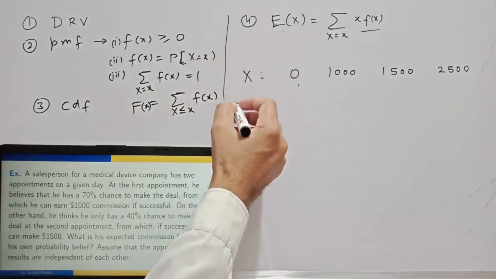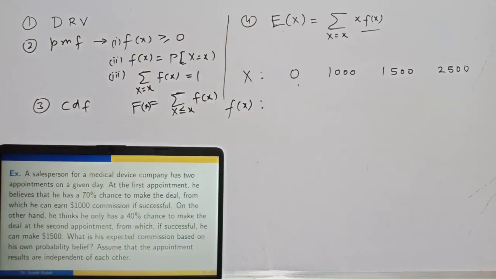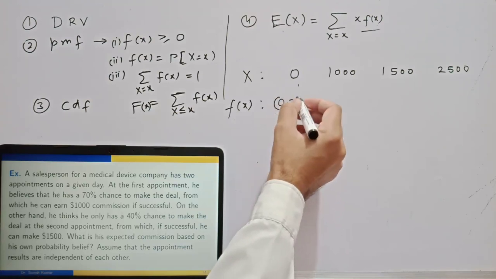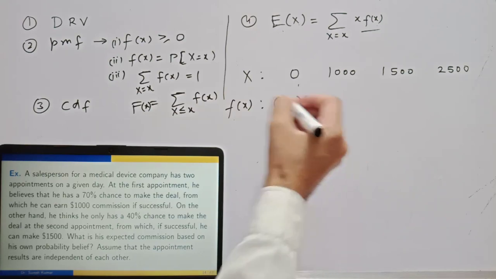Now, what are the probabilities? Next step is to write the probability for each value of X. What are the chances that there is no earning? So what are the chances for earning $1,000 commission? 70%, and for $1,500 it's 40%. So nowhere is successful. The salesperson is not successful. What does it mean? Probability of earning no commission is 0.3 into 0.6. Am I right?